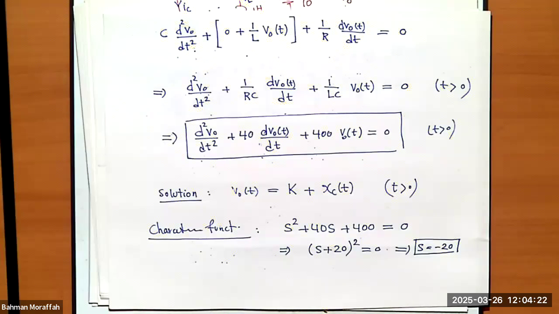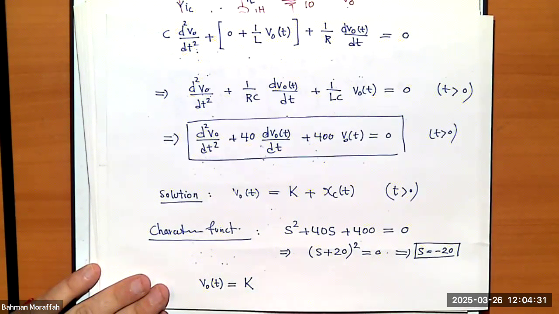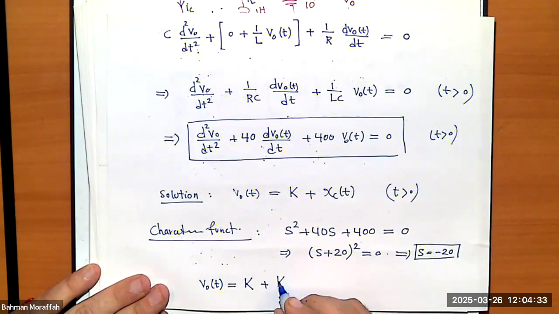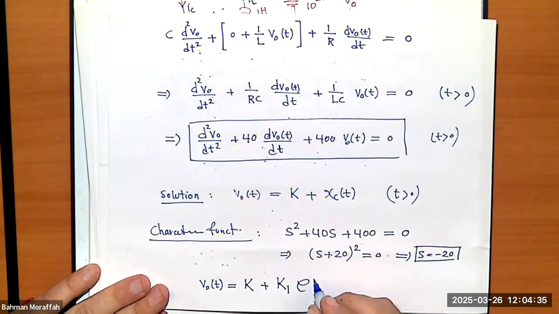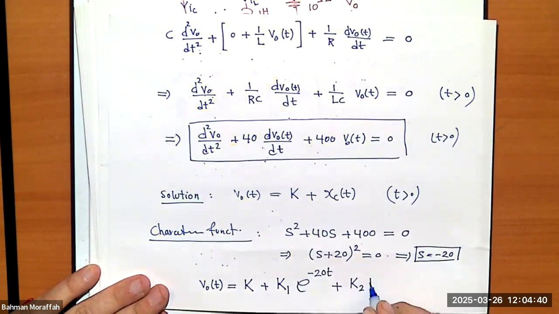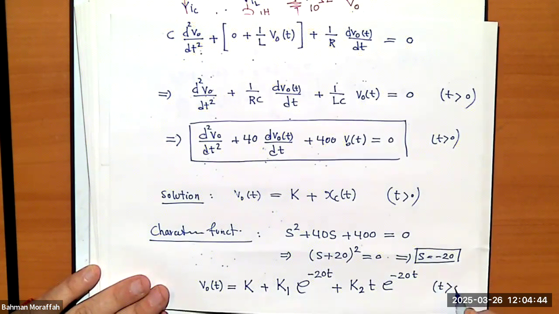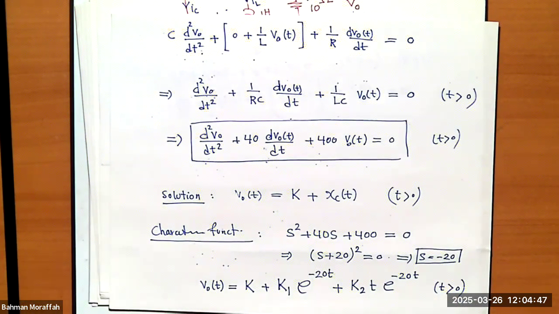So what is my solution then? I know V out of t must be that constant K plus some constant K1 e to the power of minus 20t plus K2 times t e to the power of minus 20t for all times greater than 0. Right? And my job is to find K, K1, and K2.